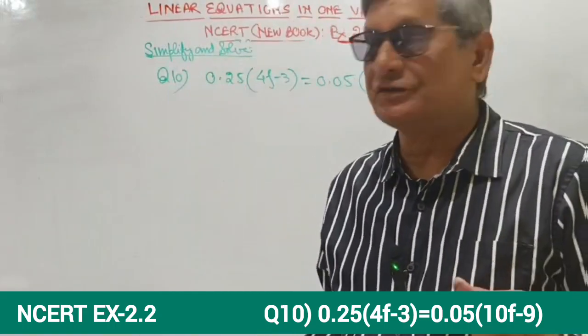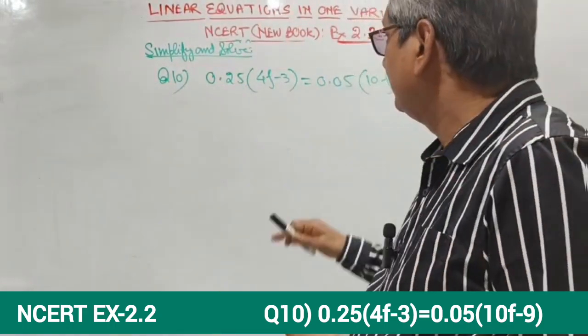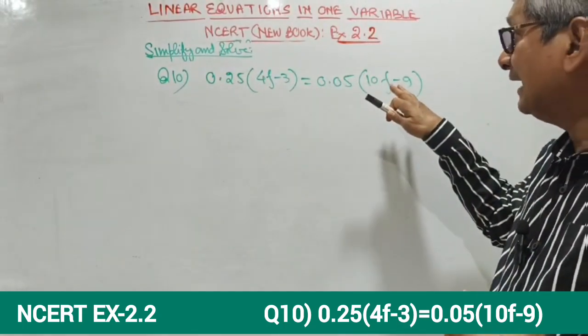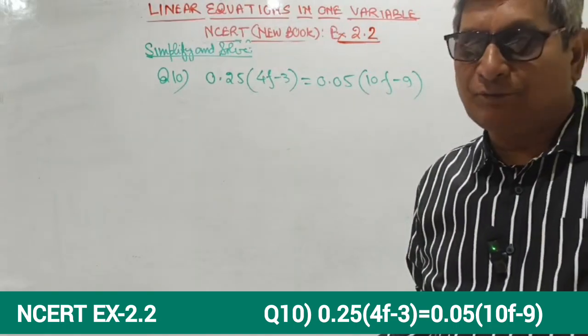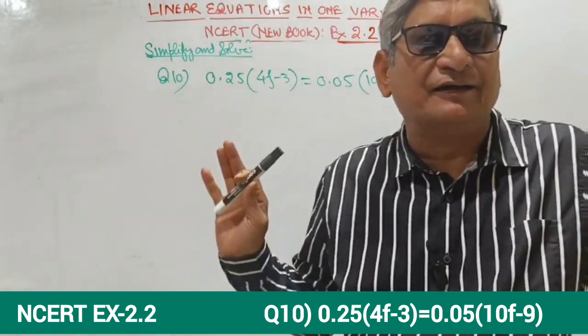We have a very interesting question. Here it is 0.25 inside the bracket 4f minus 3 is equal to 0.05 multiplied by 10f minus 9. Number 1, the variable is f, not x, y, z, t.